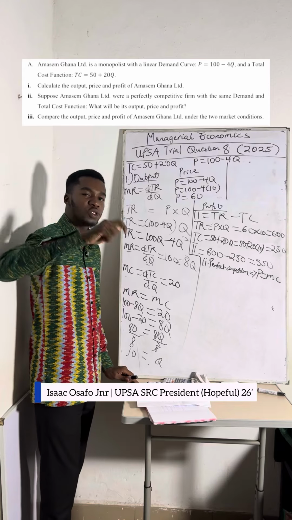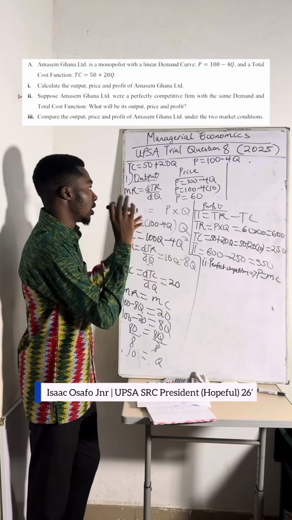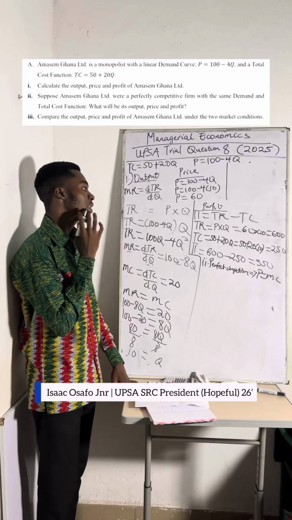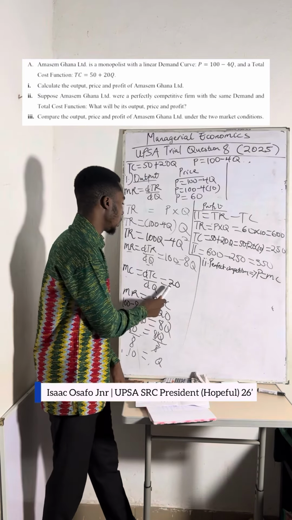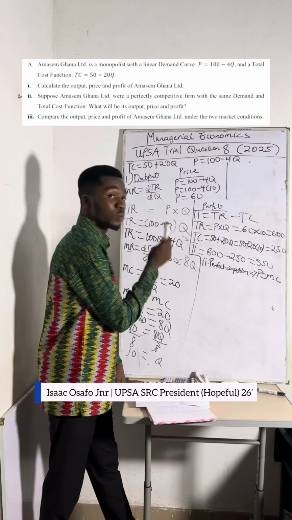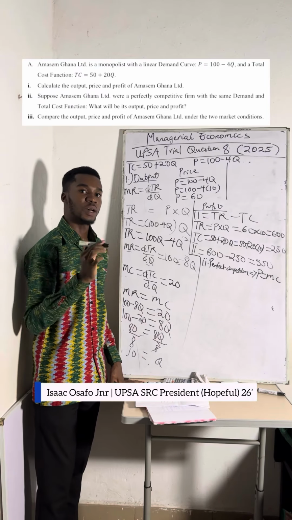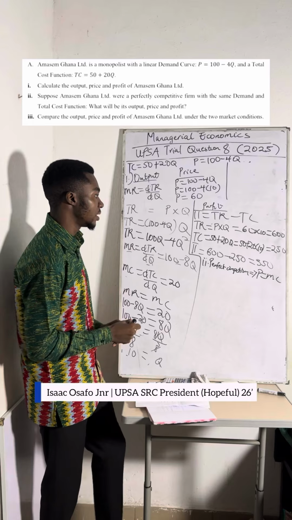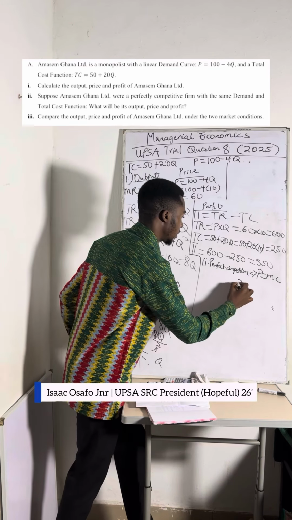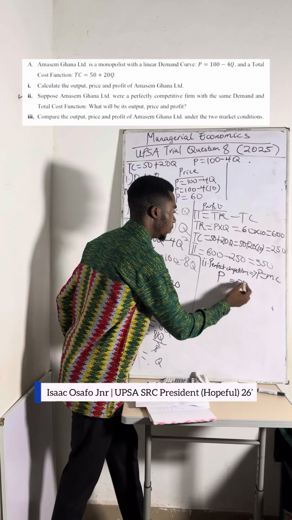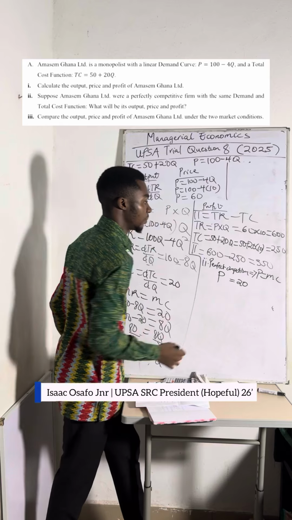But now they are saying that assuming that this same firm is now a perfect competitor, what is going to happen there? So now the only difference is that the marginal cost, which you are going to get as 20, has to be your price. You can't set the price above the marginal cost when it comes to perfect competition. So now it means that the marginal cost is 20, right? So this would be your price. So your price will be 20, which is the same as the marginal cost.